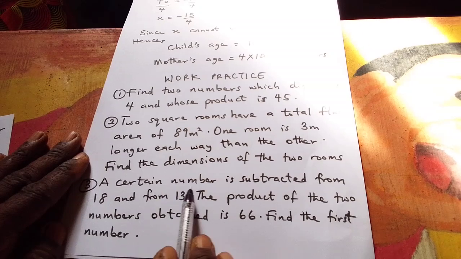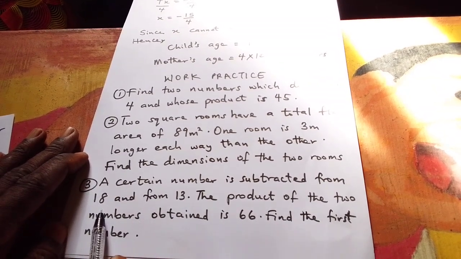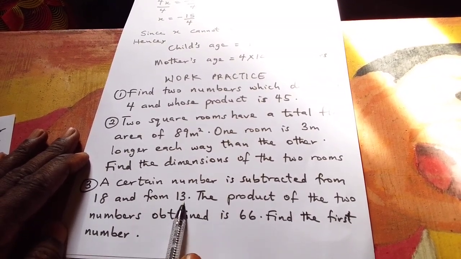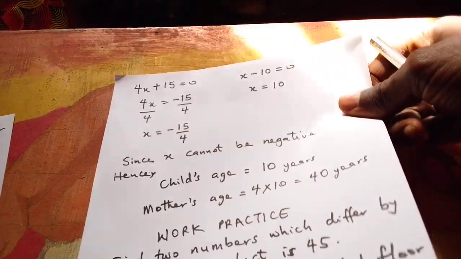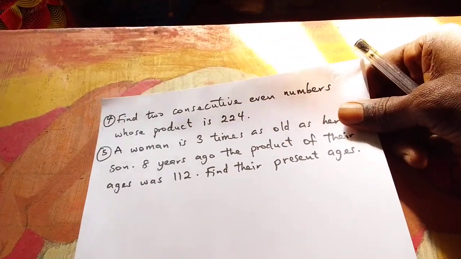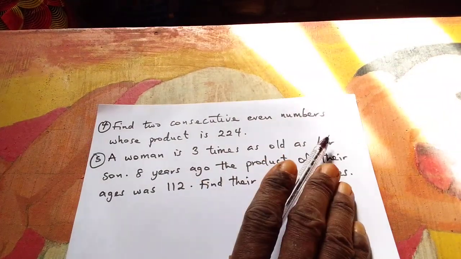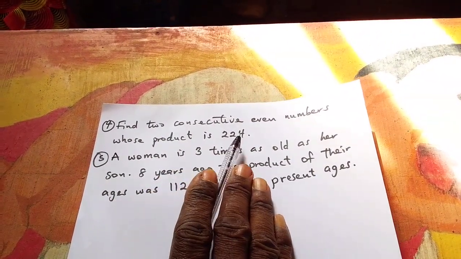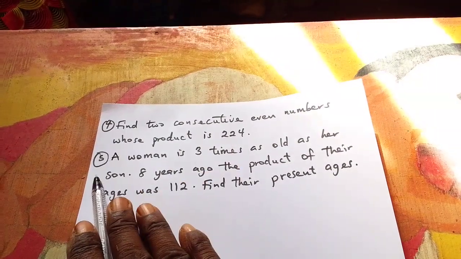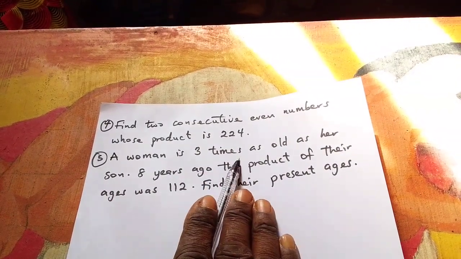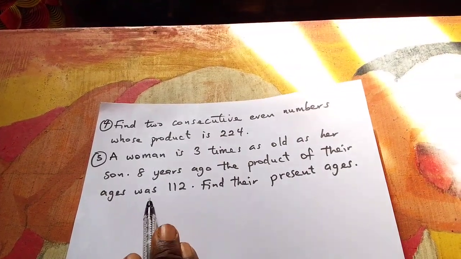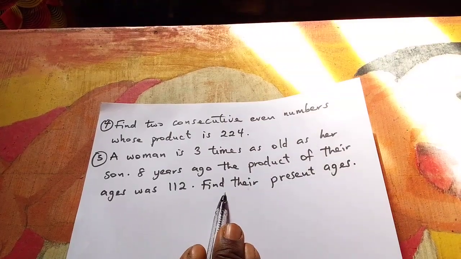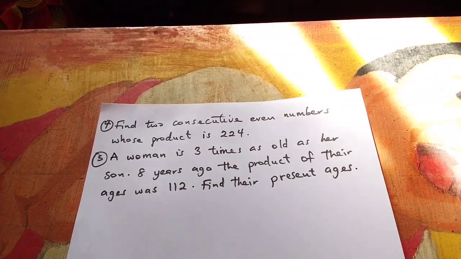Number 3: A certain number is subtracted from 18 and from 13. The product of the two numbers obtained is 66. Find the first number. Then number 4: Find two consecutive even numbers whose product is 224. Number 5: A woman is 3 times as old as her son. 8 years ago, the product of their ages was 112. Find their present ages.